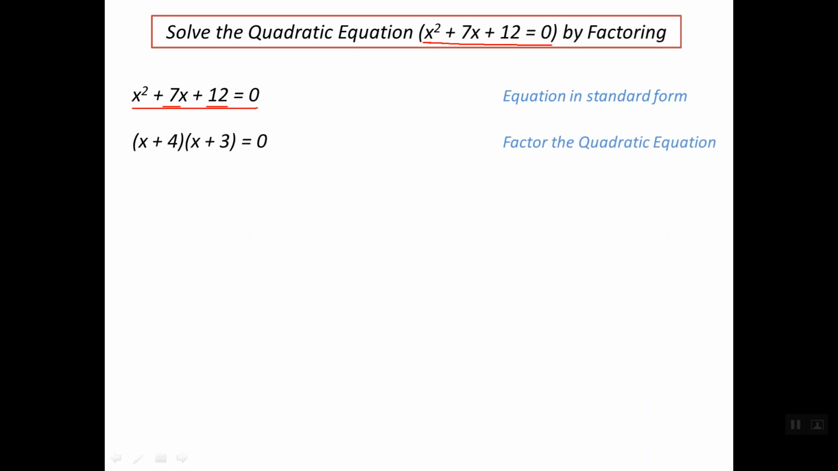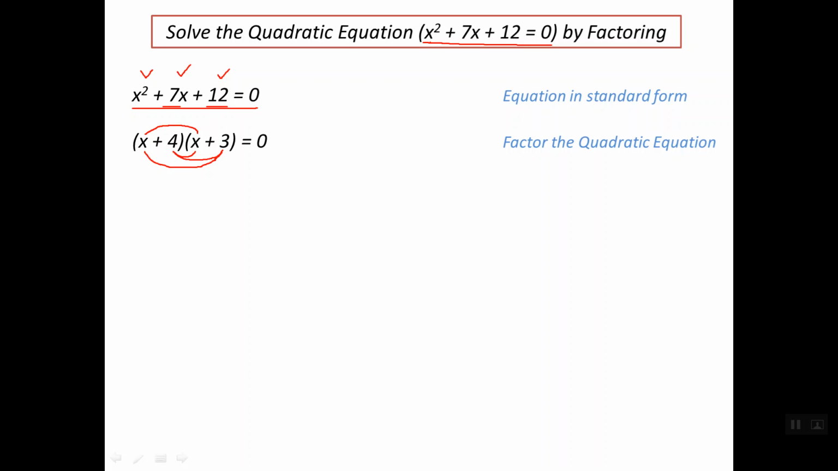Simply you can check for the correctness of your factoring process. You can multiply x by x, so we have x squared, which is the first term, and we can multiply the plus 4 by plus 3, so the product is plus 12, which is the third term. And you can sum up the two products, 3 times x and 4 times x, so 3x and 4x is simply 7x. So our factoring process is completely correct.